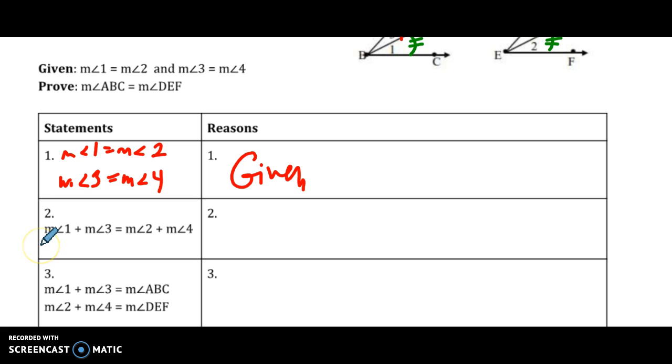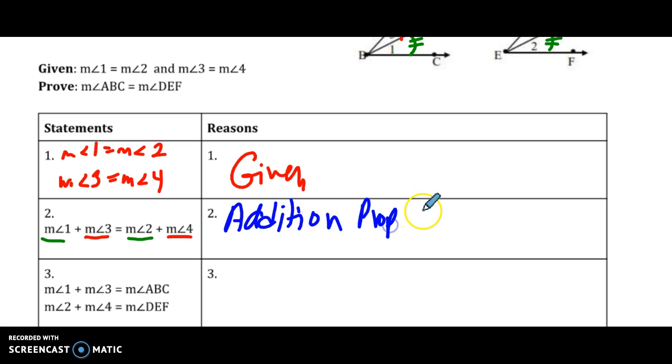So they said that angle 1 plus angle 3 is equal to angle 2 plus angle 4. So notice that they gave me that 1 and 2 are the same. They gave me that 3 and 4 are the same. And I'm setting two things that if I add equal amounts together, their sums are still equal. So that is addition property of equality. And I'll just write it so we know what that is.